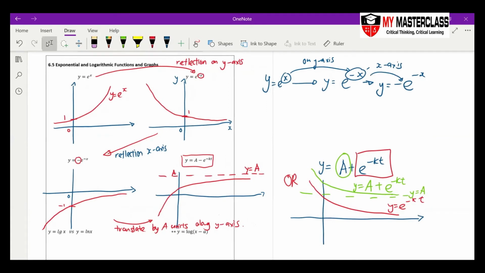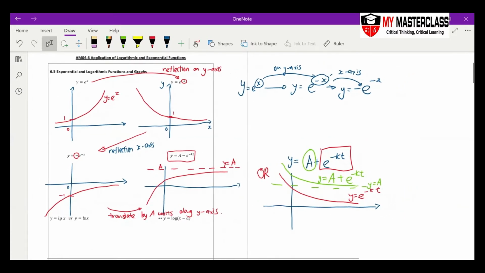Once you understand how e to the power of something looks like, that would be the same as a to the power of something. Basically, you can replace e by any number. However, there is a restriction. If you still have your paper, I'm going to write two things that are actually in your E-math.